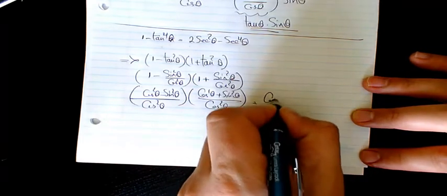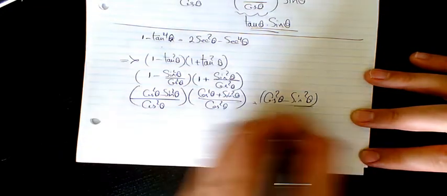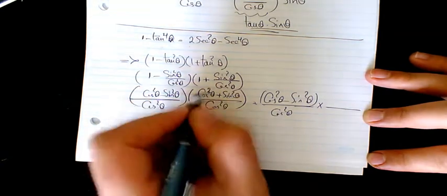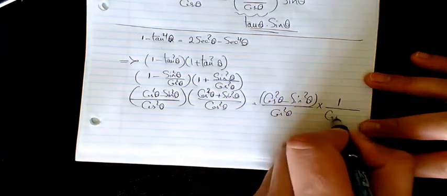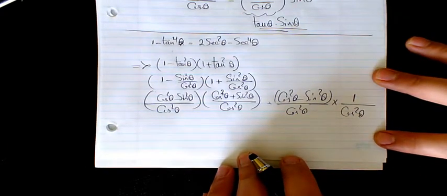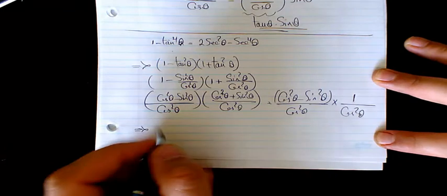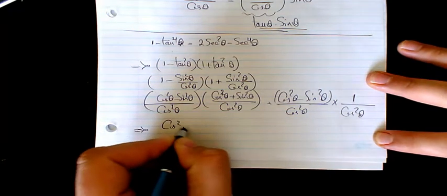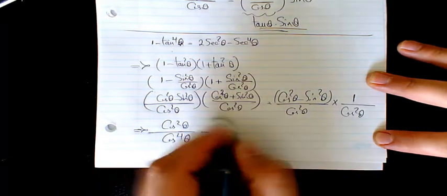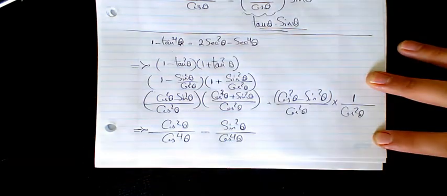Then I have cosine squared theta minus sine squared theta, as you see here, divided by cosine squared theta, times cosine squared theta plus sine squared theta, which is 1. So 1 over cosine squared theta. Alright, now I divide it into two different sections. So I have cosine squared theta divided by cosine to the power of 4 theta, minus sine squared theta divided by cosine to the power of 4 theta.